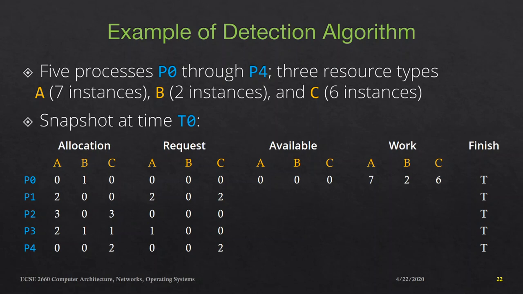At the end, we have the work vector with all the available 7, 2, and 6 instances of A, B, and C that we had originally. Okay, so I hope that was helpful. Let's move on to a slightly different situation where a deadlock is there.